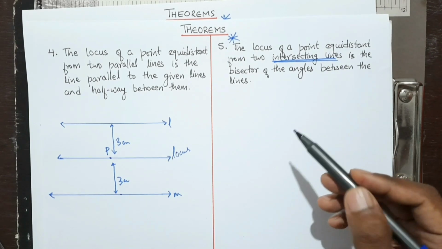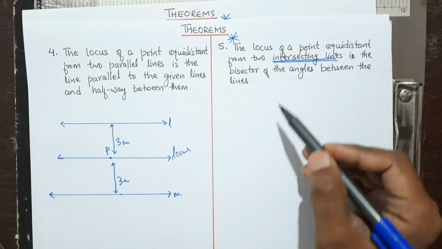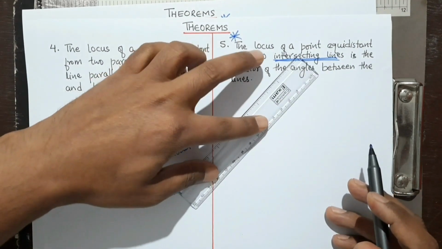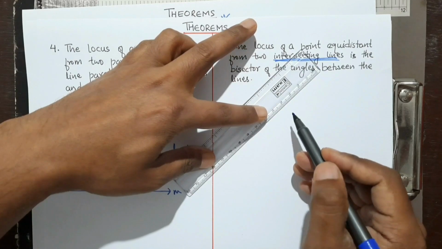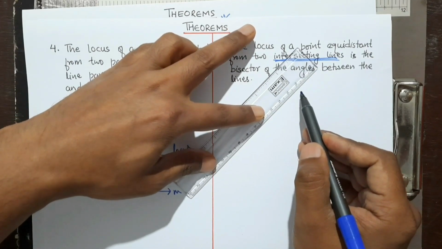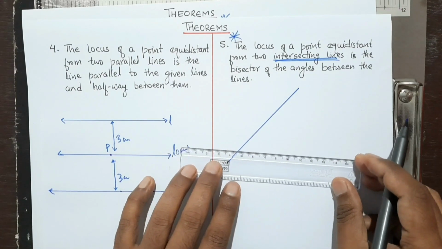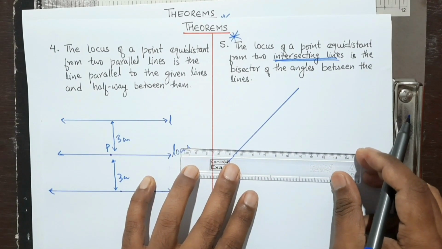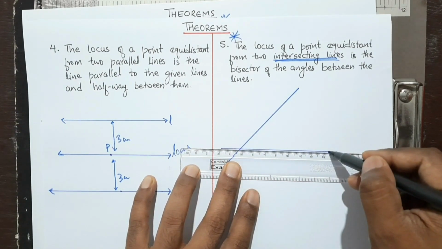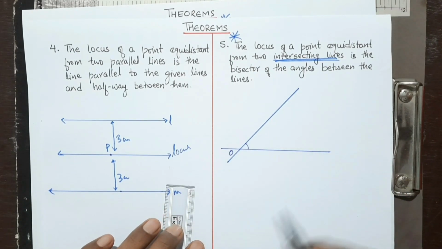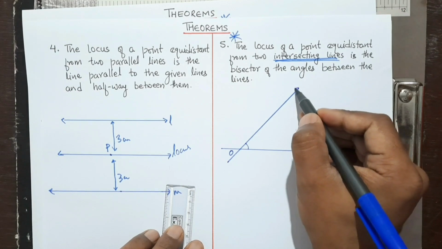As we know, when we draw two intersecting lines, an angle is formed. So let us draw that angle only. This is one line, and this is another line, which are intersecting at point O. That means an angle is formed here. So these are two intersecting lines.